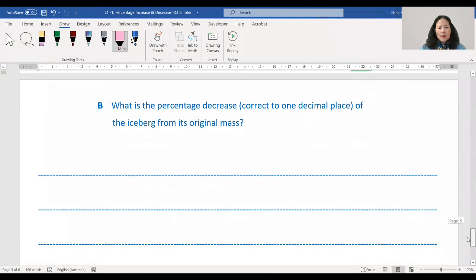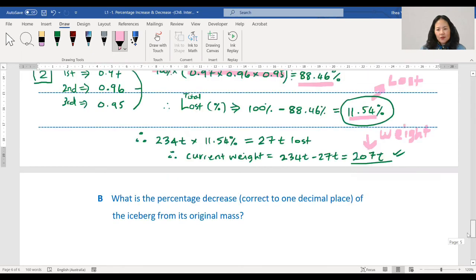So part B, what is the percentage decrease, correct to one decimal place, of the iceberg from its original mass? Okay, so what is a percentage decrease? We already know because we've done the second way. What was the percentage that was decreased? 11.54, wasn't it? Let's have a look. Right there. Like I just actually wrote it here, just how much it was lost in percentage.